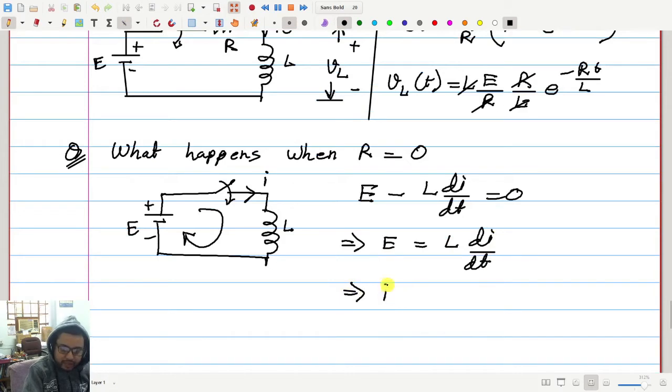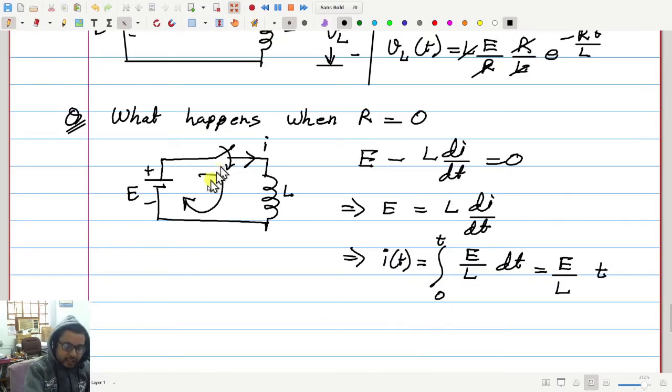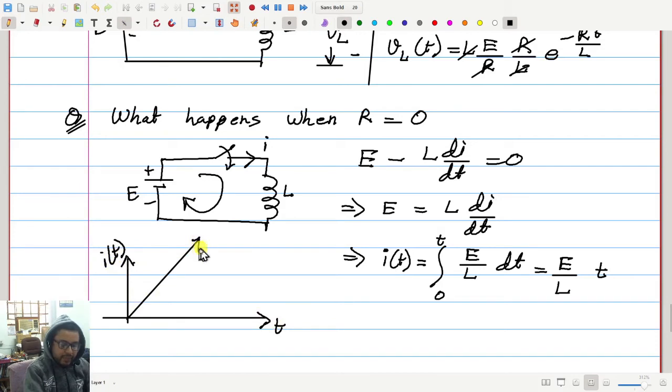So i will be the integration of E by L dt from time 0 to any time, and this comes out to be E by L times t, since this is a constant and the integration of a constant gives just t. So this will be i(t). The current will keep increasing like a straight line. This is what will happen.